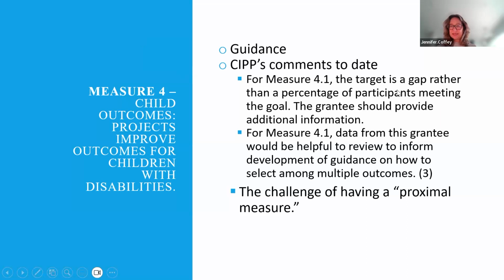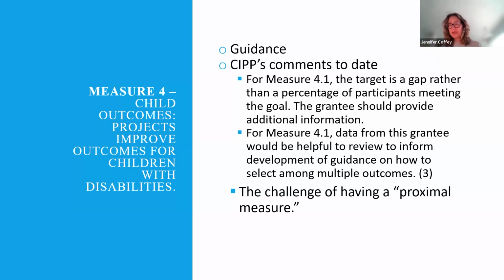But these are their comments to date on what they've seen people give. It's not that they're reporting it, they're just looking at it, getting information. As I said, we're learning from you. So the target is a gap rather than a percentage of participants meeting the goal. The grantee should provide additional information. So they're not saying it's wrong. They're trying to understand how that gap will be assessed. It might be a gap that you're closing between students with disabilities and students without.